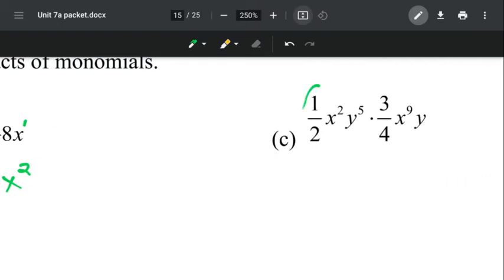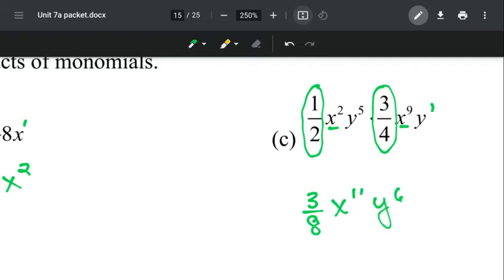Last one, this always freaks people out, but you're just going to put those in your calculator. 1/2 times 3/4 gives you 3/8, and then add your exponents. X squared and x to the 9 is x to the 11. Y to the 5th and y to the 1 is y to the 6.